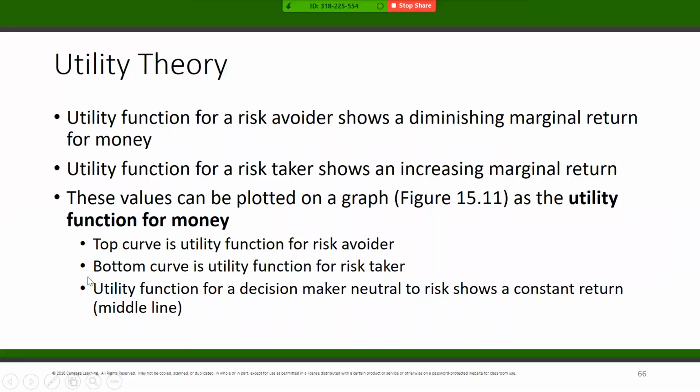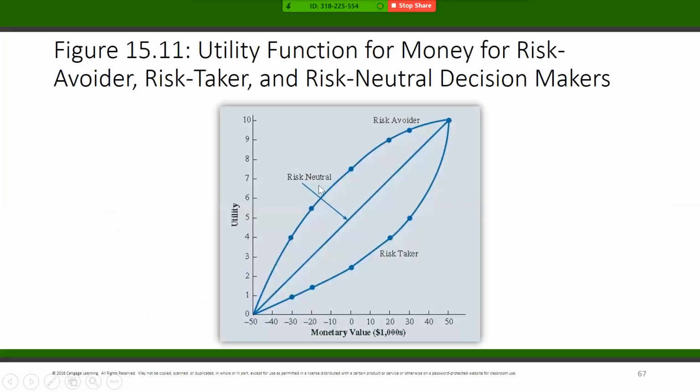Now, the utility function for our risk avoider shows a diminishing marginal return for money. The utility function for a risk taker shows an increasing marginal return. Now, these values can be plotted on a graph on the next page as a utility function for money. The top curve is going to be the utility function for a risk avoider, and it's going to kind of show you where you're diminishing the marginal return. The bottom curve is the utility function for a risk taker, where you're going to increase the marginal return. And then we're at this middle line where the utility function for decision maker that's neutral to risk shows a constant return. Okay, so that's going to be our neutral constant return.